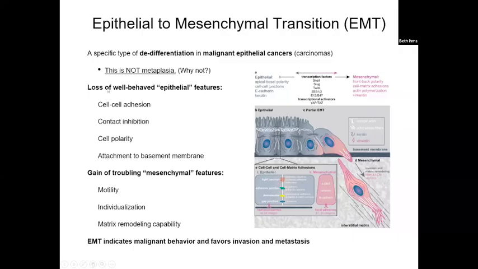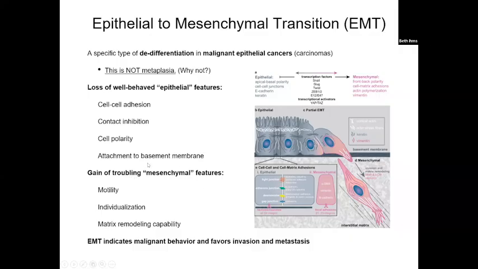Attachment to a basement membrane. An epithelial cell has to be attached to a basement membrane in order to survive and function. These guys lose that feature. So they can detach, float away, enter the bloodstream, be totally fine. No rules for these cells. At the same time, they're losing what we think of as well-behaved benign epithelial features. They're gaining these concerning mesenchymal features.